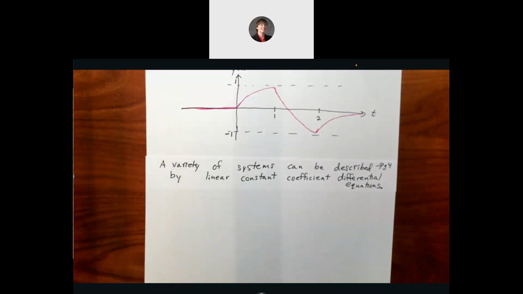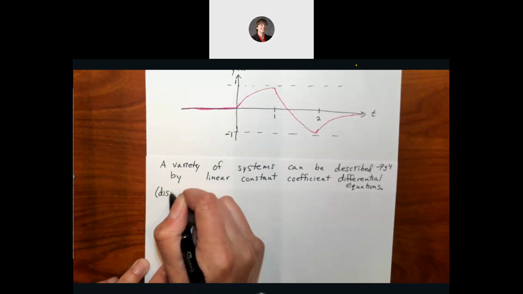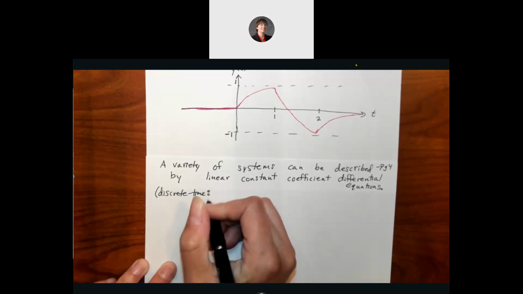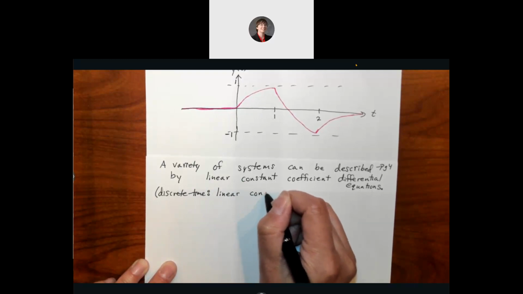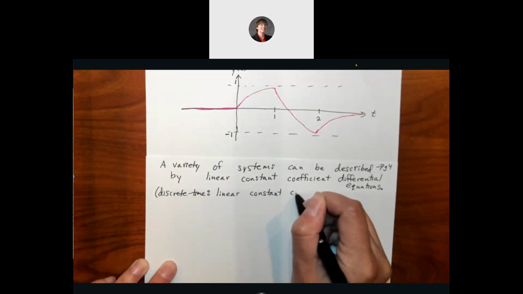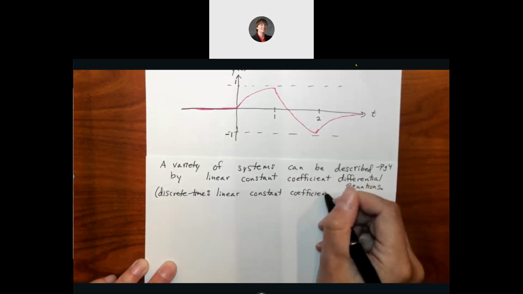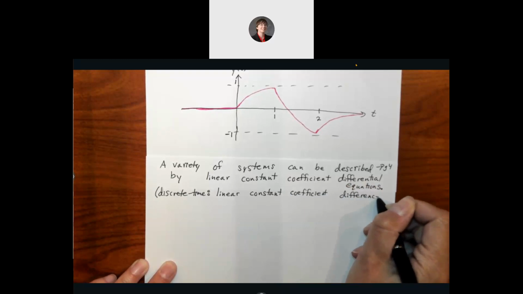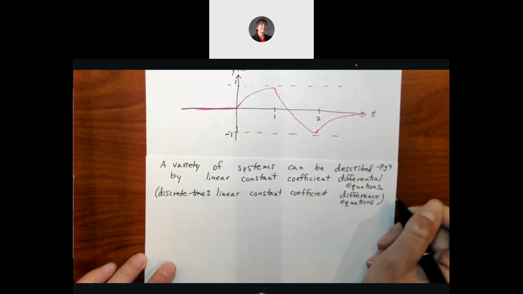All right, so continuous time system, we're going to have these differential equations. In the discrete time case, there's an equivalent form, which is linear constant coefficient what we call difference equations instead of differential equations.